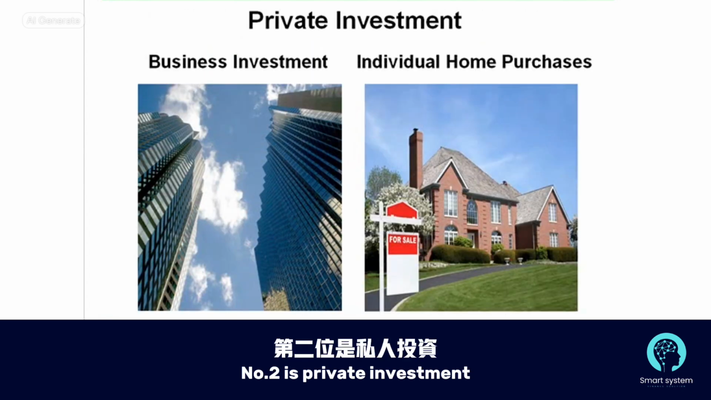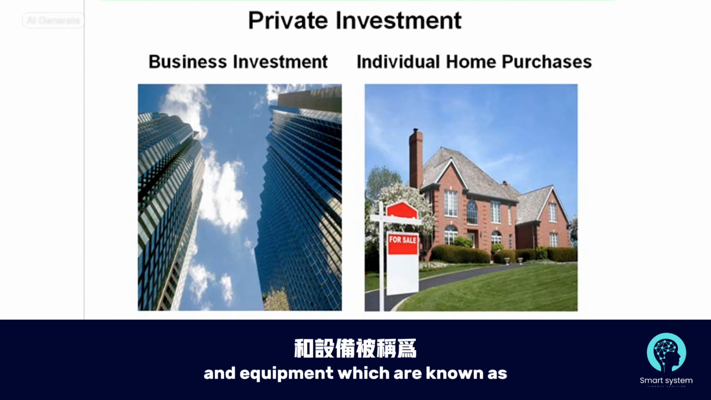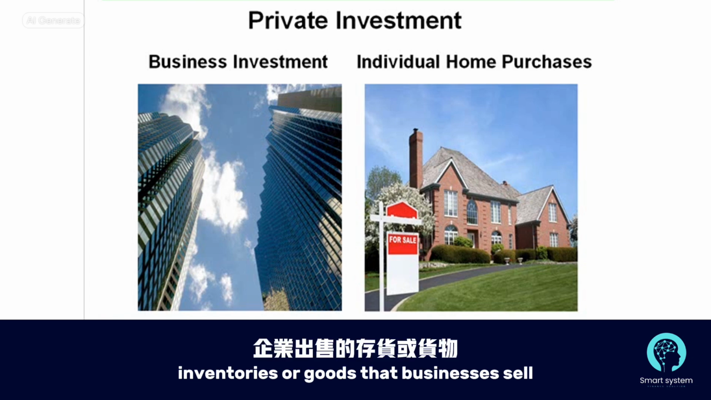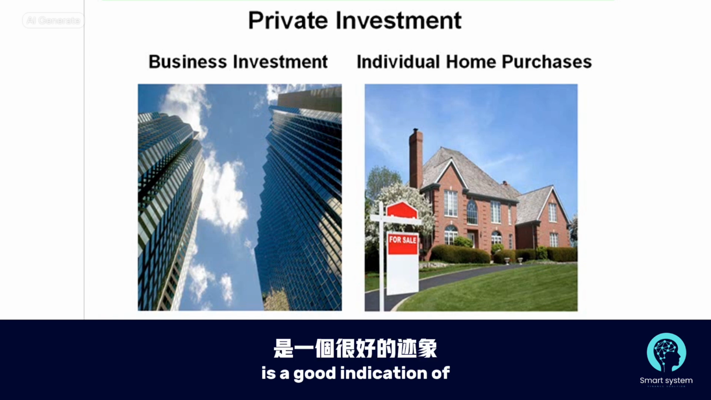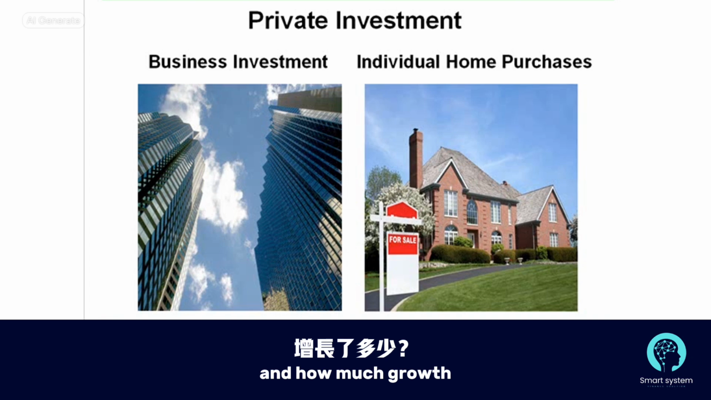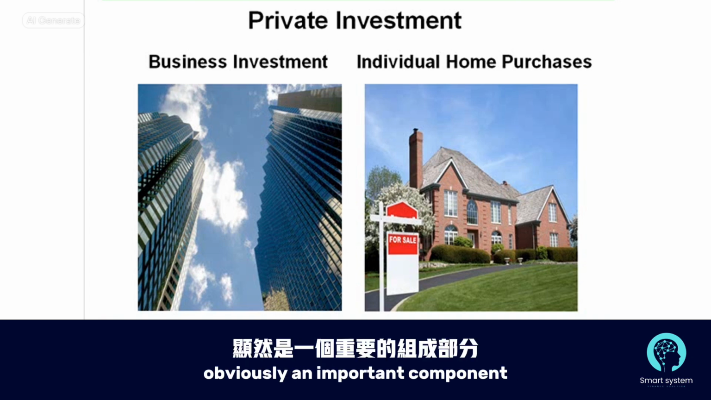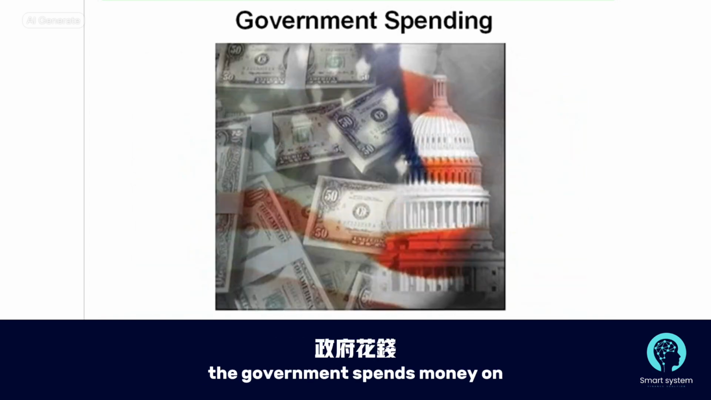Number two is private investment, and this includes purchases by businesses of things such as computers and equipment, which are known as fixed assets, purchases of homes, and also purchases of inventories or goods that businesses sell. These are all obviously important things, as how much businesses are investing is a good indication of how they feel about future growth prospects. And how much growth the housing market is experiencing is obviously an important component of the economy as well.